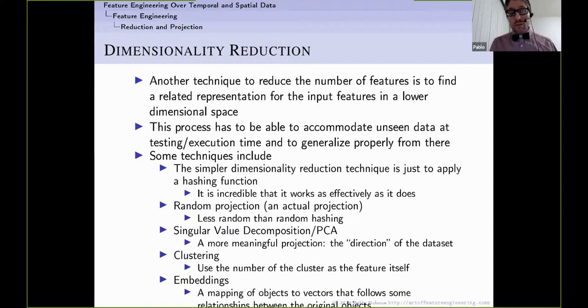Another technique is to cluster the data and use the number of the cluster as the feature itself. Yes, and finally you have these techniques in deep learning for computing embeddings, like word2vec, and all these techniques achieve dimensionality reduction.